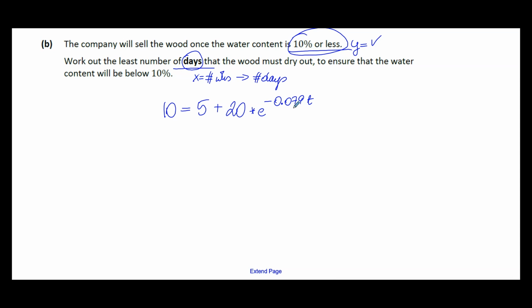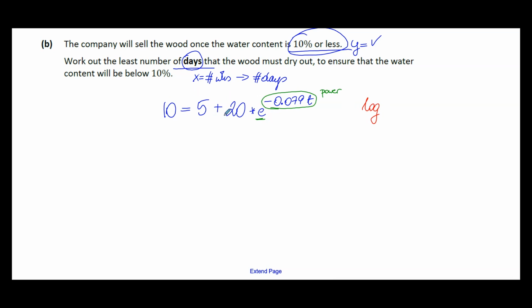Now, we are looking for t, isn't it? And t is here. And what is that power? That e is taken to this power. When I'm looking for power in maths, what do I use? Log, isn't it? Log means I'm looking for power.